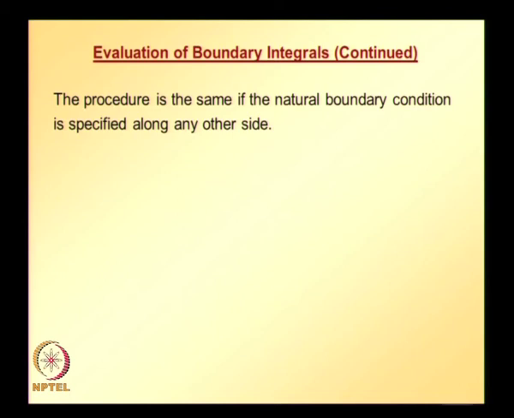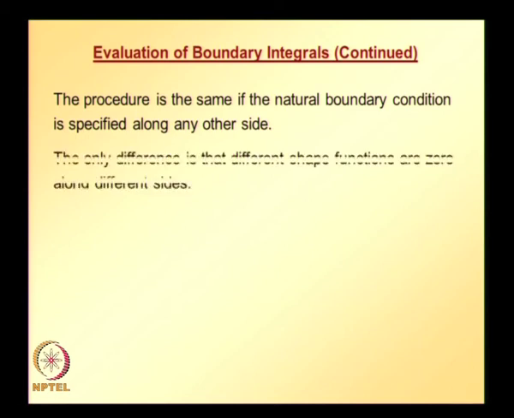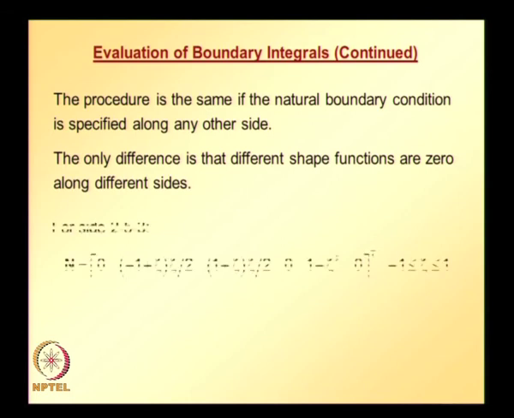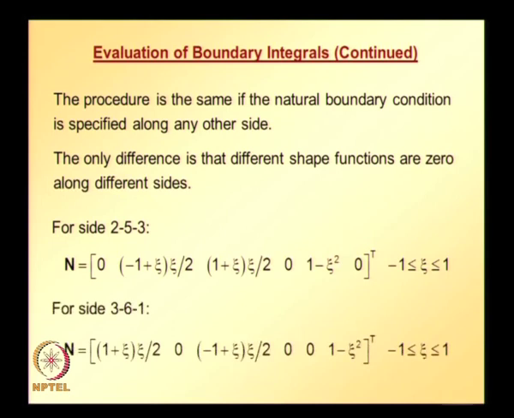The only difference is that different shape functions are 0 along different sides. For example, along side 2 5 3, the non-zero shape functions in terms of psi are these, which can also be obtained using the Lagrange interpolation formula. And along side 3 6 1, these are the non-zero shape functions in terms of psi.